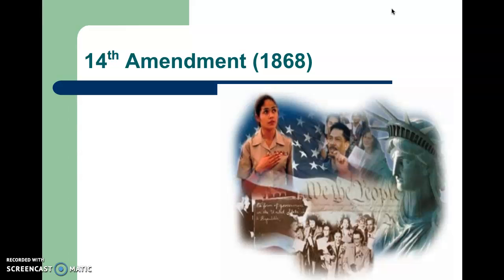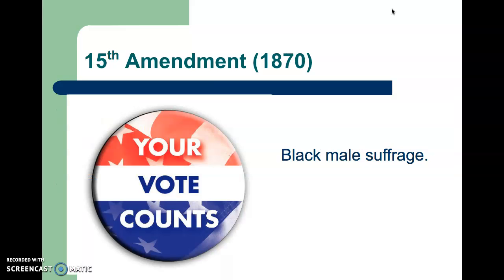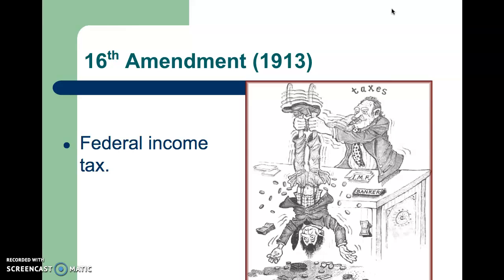The 14th Amendment gets passed during Reconstruction. Defines citizenship, and it's known as the Second Bill of Rights. Basically, it guarantees originally all African American citizens the right to citizenship in the United States, and now that is expanded to include all minorities, not just white people. 15th Amendment is African American male suffrage in 1870. So these three, 13th, 14th, and 15th, are known as the Civil Rights Amendments.